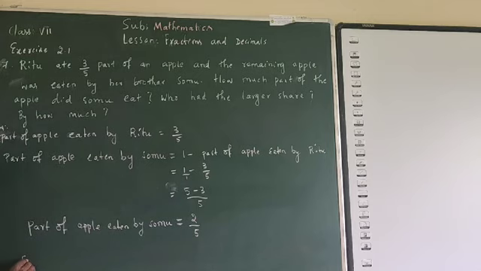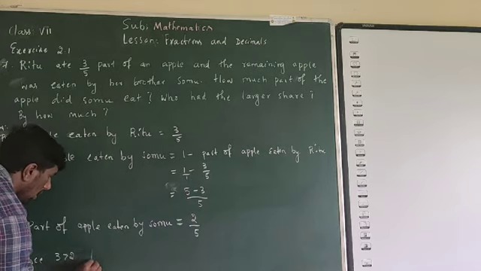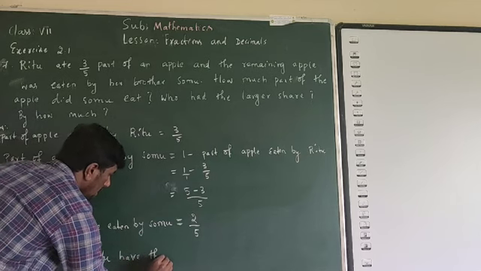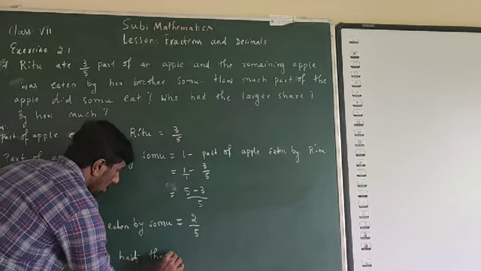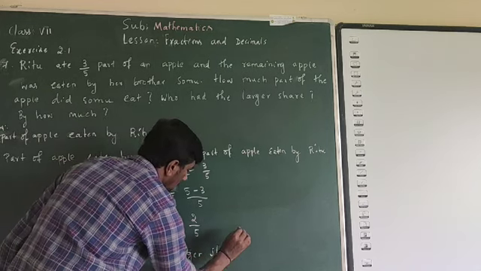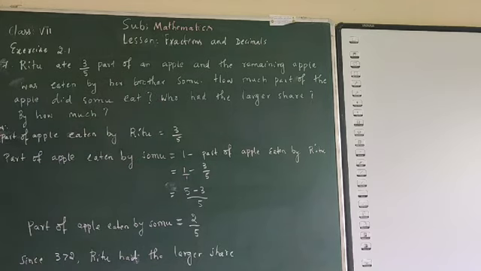Since 3 is greater than 2, Ritu has the larger share. The third question is by how much? In order to find out by how much, we should take the difference.